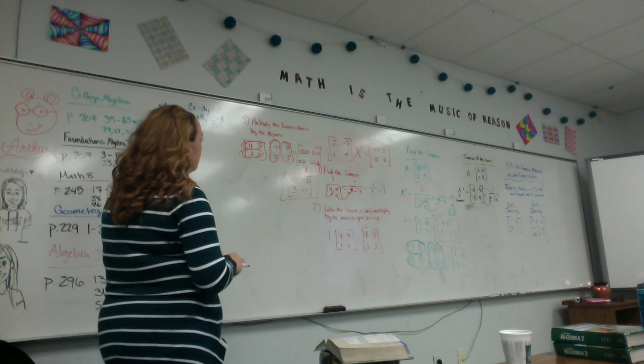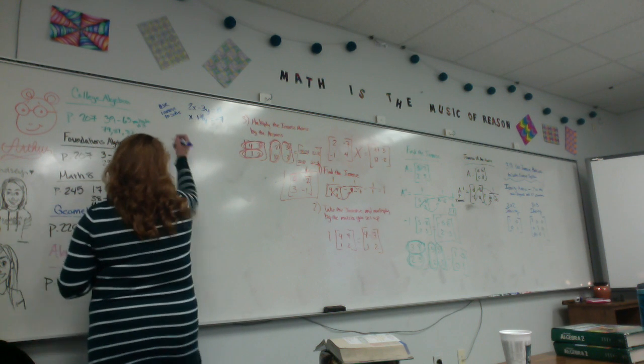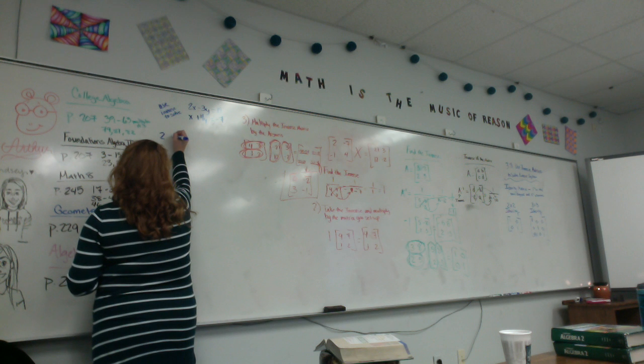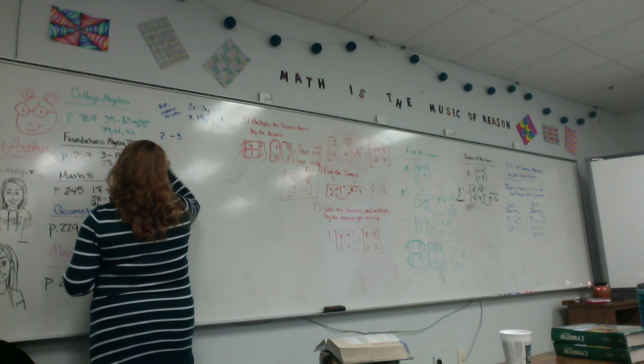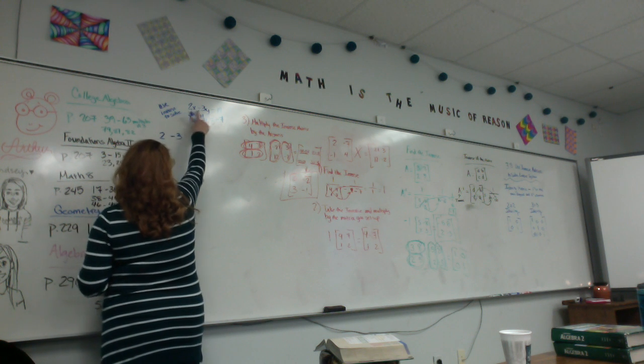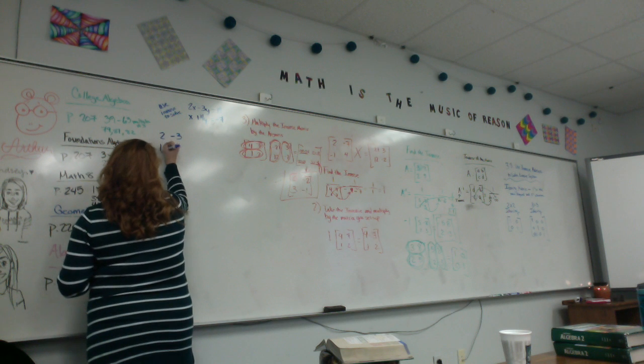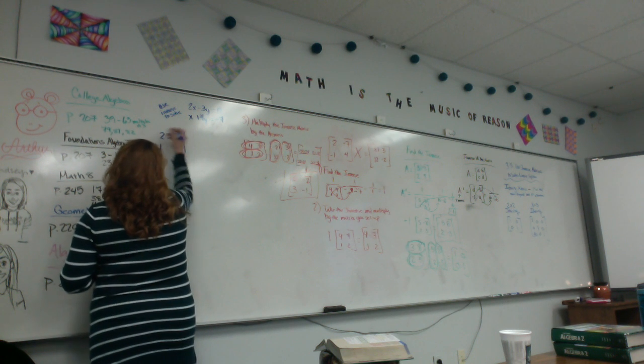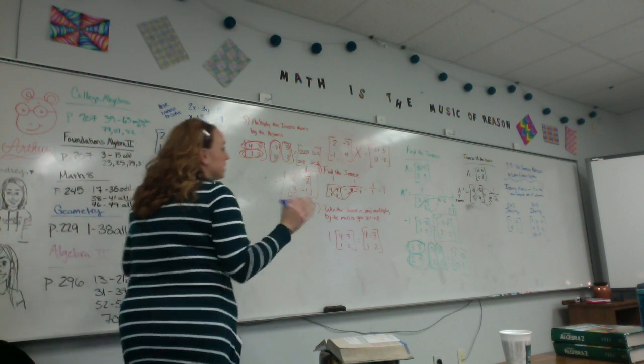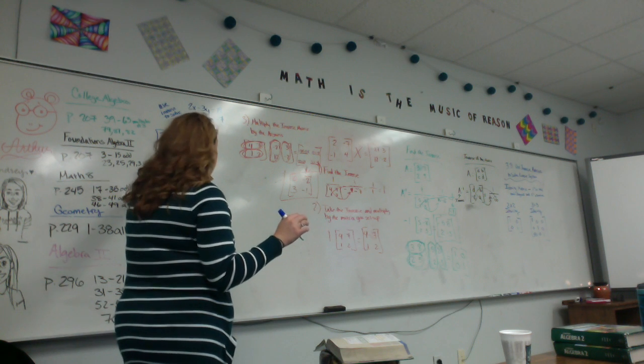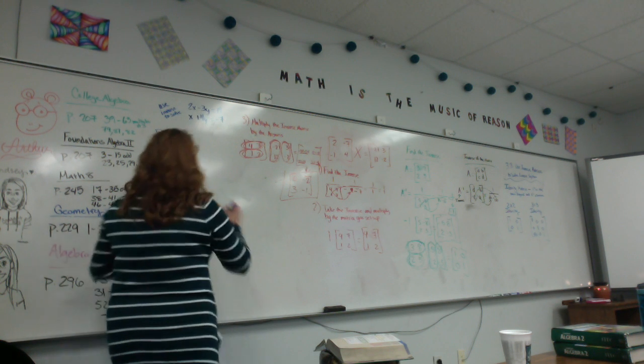How do you set up your first matrix? 2 and negative 3, and then 1 and 4. Okay. Now, they're asking us, what are x and y? So what do you multiply this by to get your answers?